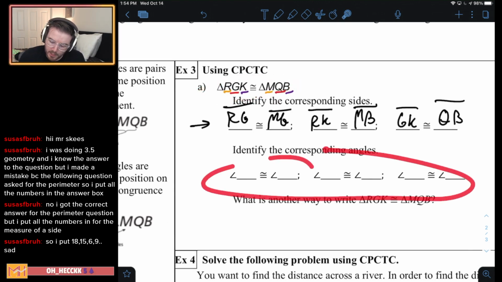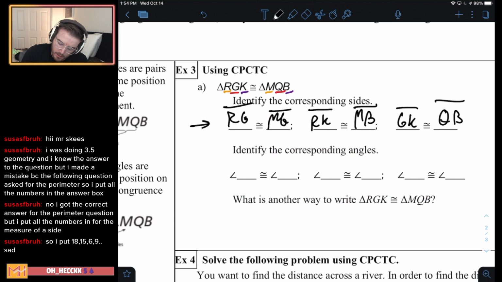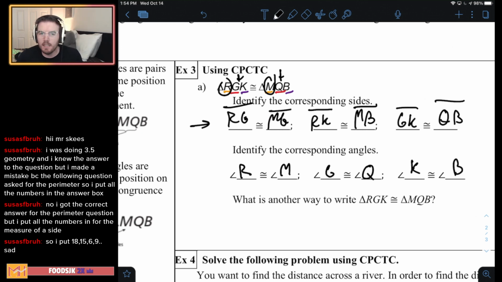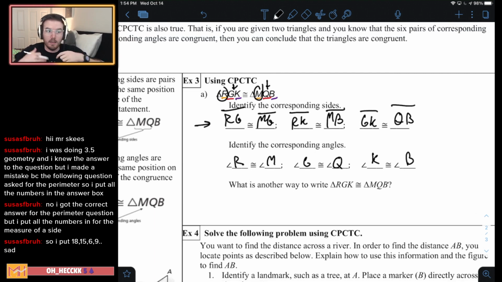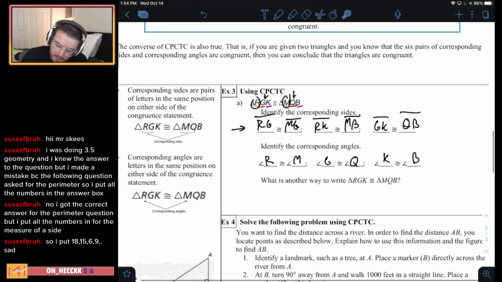So what angles are congruent? Angle R is congruent to angle M. Angle G is congruent to angle Q. And angle K is congruent to angle B. I don't even need the drawing to know that. That's just a fact of this statement, right? That's just how it is.